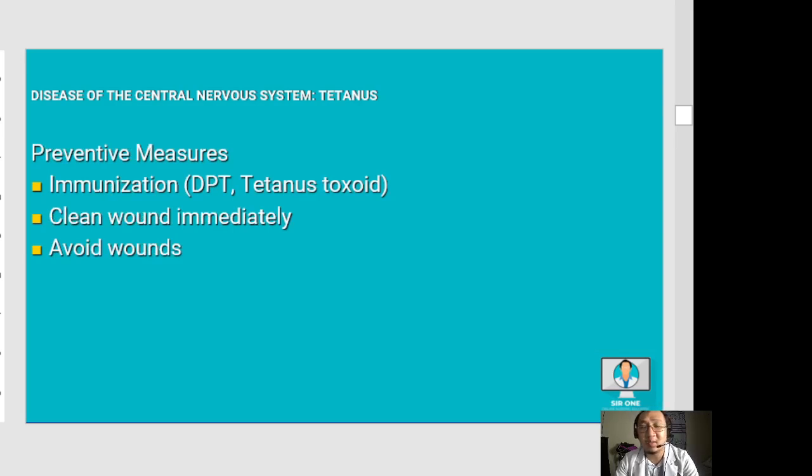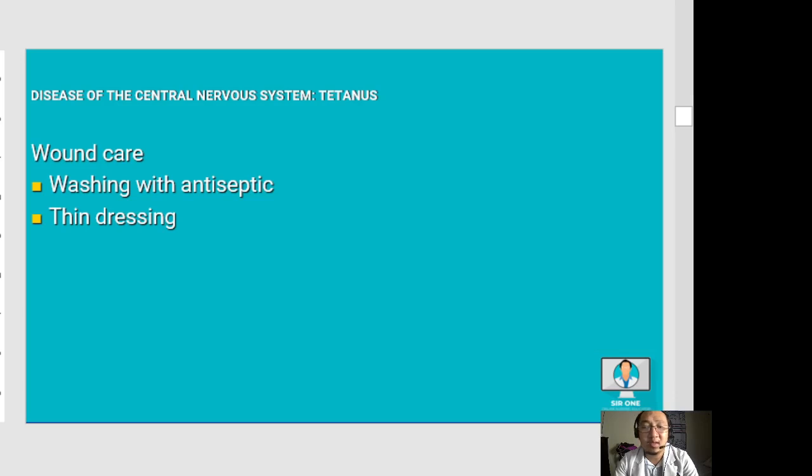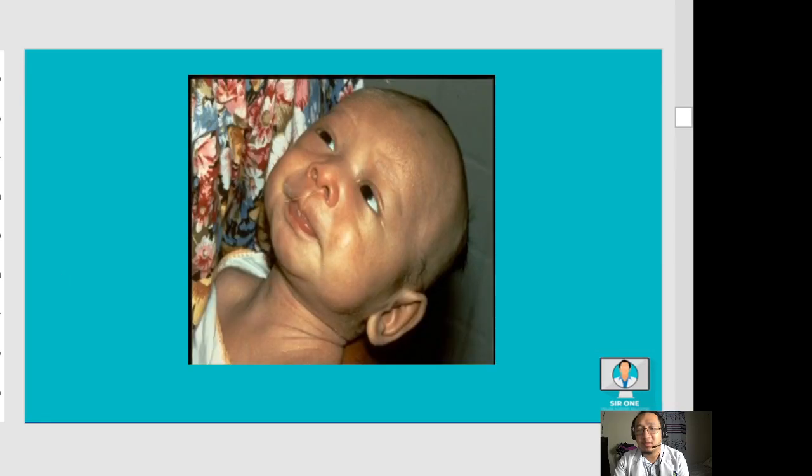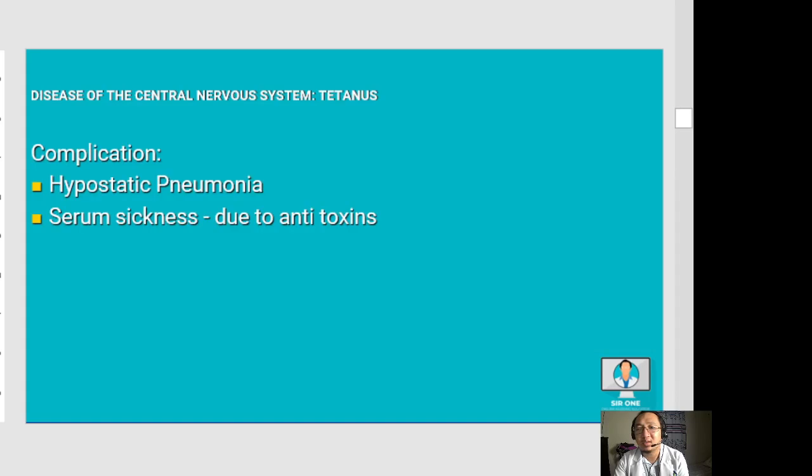Preventive measures, we're familiar with this: DPT and tetanus toxoid for childbearing mothers. Clean the wound immediately and avoid having wounds. Wash with antiseptic and apply a thin or light dressing. Treatment, we have mentioned this: the treatment of choice is penicillin and also the use of tetanus immunoglobulin, or human hyperimmune globulin, or in other references, tetanus antitoxin. Even infants are affected. We have complications, but it's not limited to these: hypostatic pneumonia and serum sickness due to antitoxins.